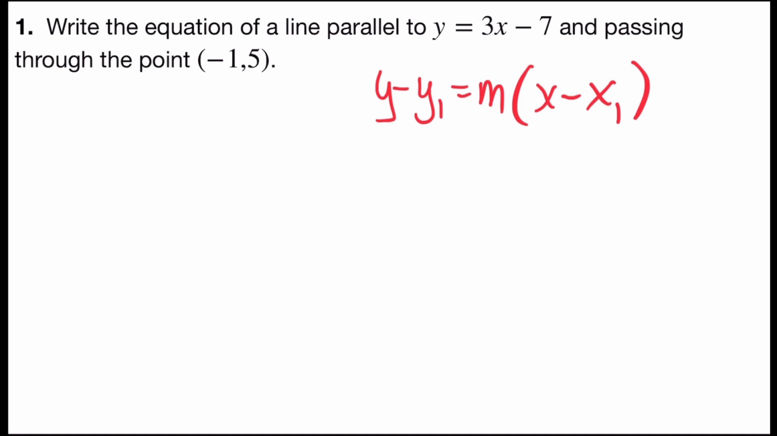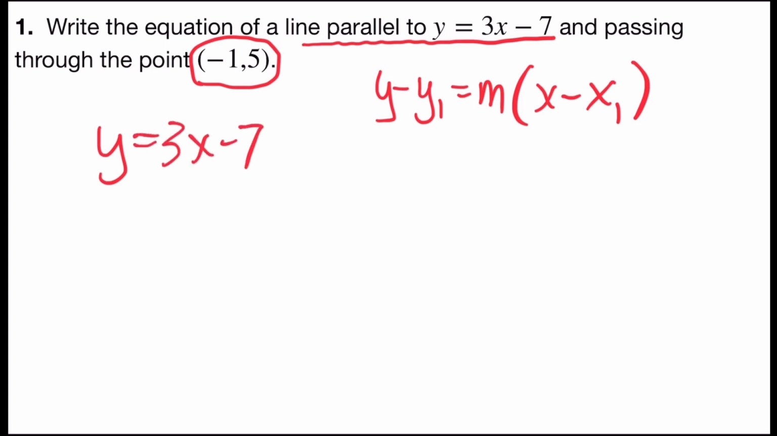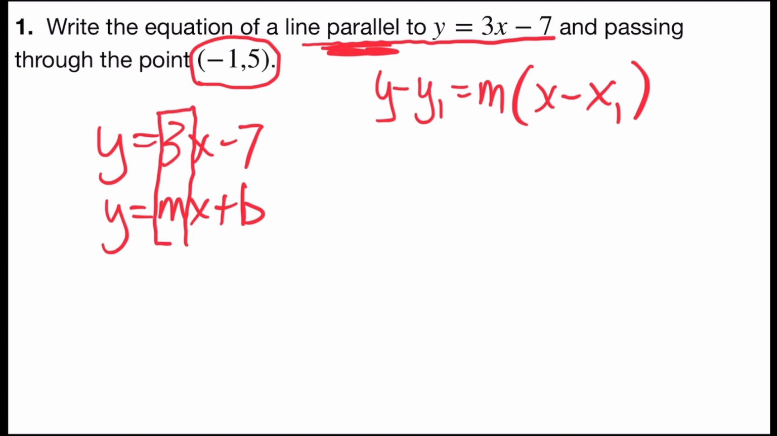In the point-slope form, we need to know a point and a slope in order to write the equation of a line. The point is given in the problem as -1, 5, and we want to write the equation of a line parallel to the line y equals 3x minus 7. The line given, y equals 3x minus 7, is already in slope-intercept form, y equals mx plus b. All parallel lines have the same slope, but different y-intercepts.